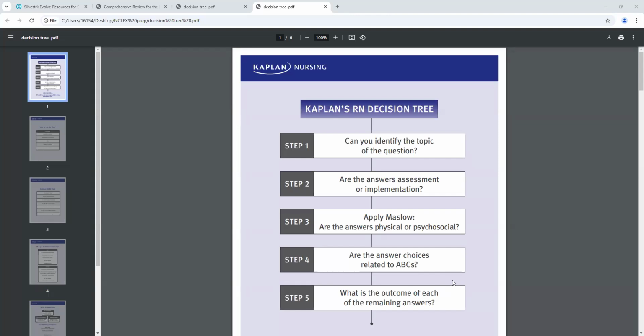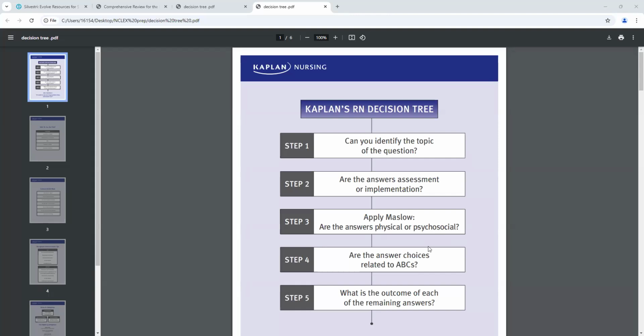But when you're practicing this tree, and I can't emphasize enough how important it is to practice it because it's going to become second nature, you can put an A and an I. Okay, so next is apply Maslow's. Are the answer choices physical or are they psychosocial? The reason they're asking is because we know that physical answers usually are going to be at the top of Maslow's hierarchy, right? And psychosocial is going to be towards the bottom. So it's helping you rank what answer choices would potentially be most important, okay?